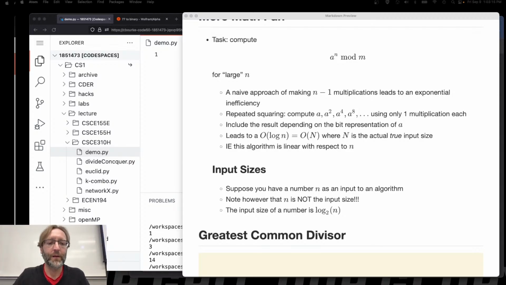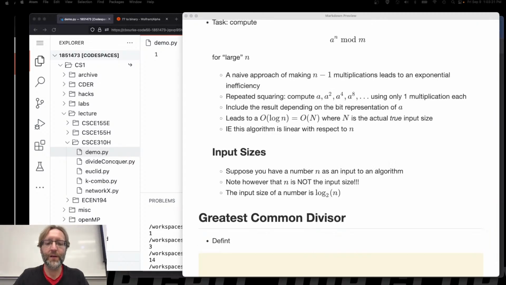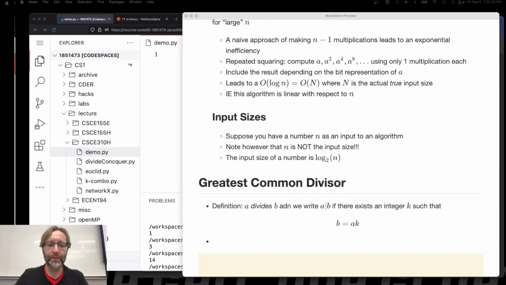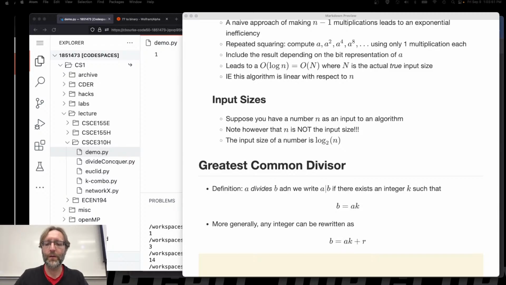All right, so the greatest common divisor, or GCD. The definition is that A divides B, and we write A divides B. Yep, that's rendering correctly. If there exists an integer k such that we can write B is equal to A k. More generally, any integer can be rewritten as B is equal to A q plus R. This is just basic integer division.